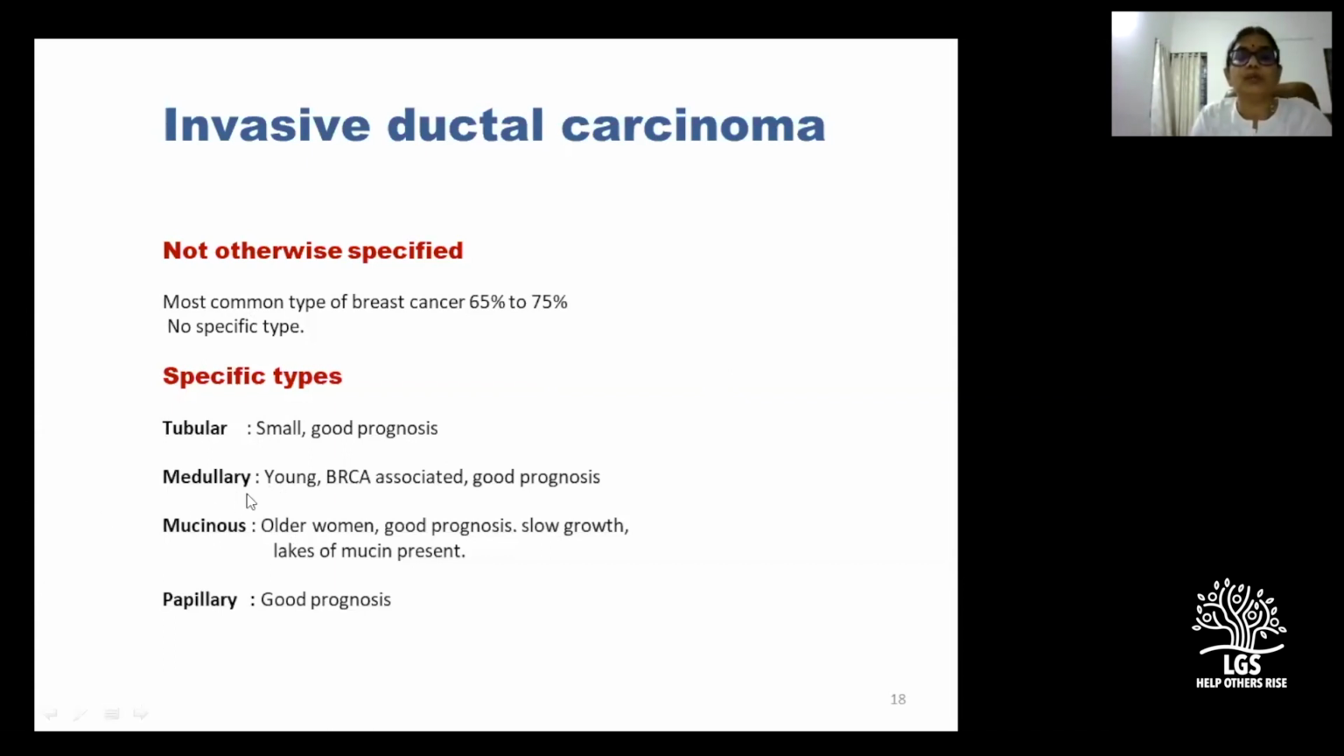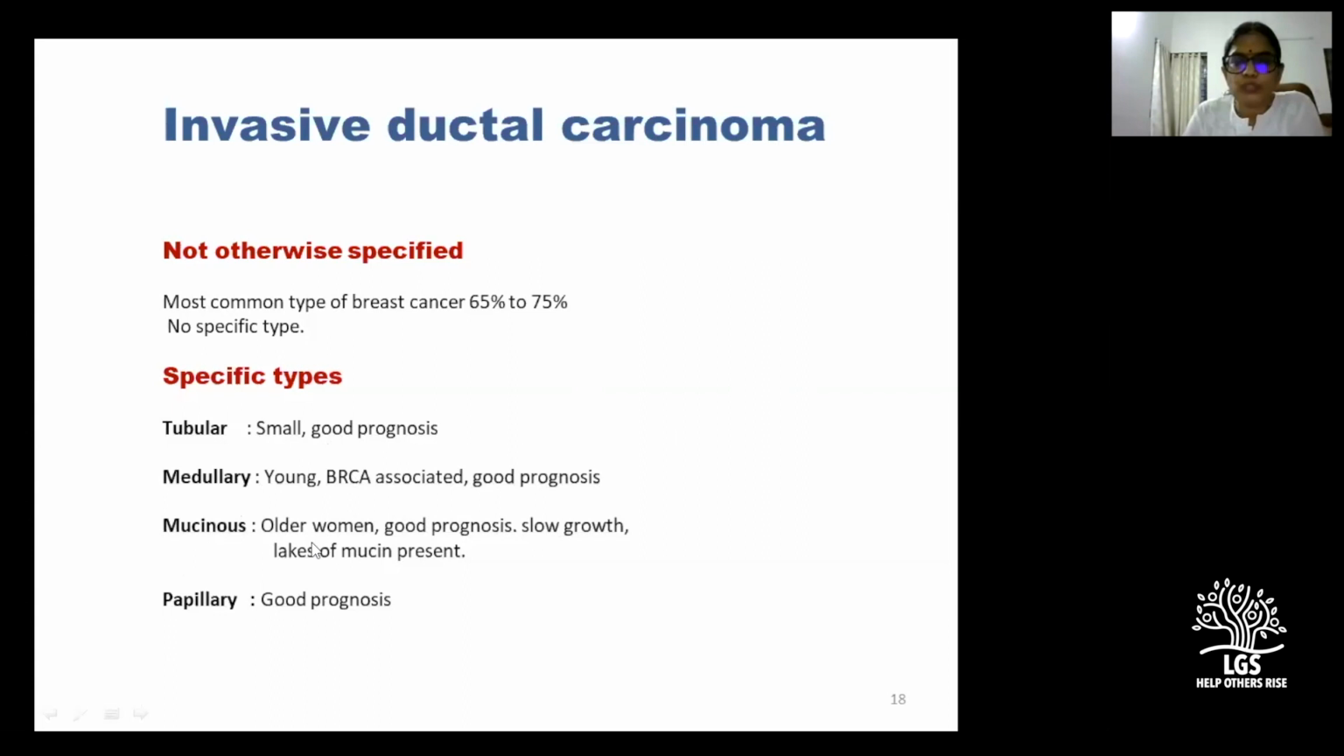Whereas medullary happens in young women, and they are usually high-grade lesions, often associated with BRCA. And contrary to the fact that they're all high-grade lesions, medullary cancers have good prognosis, particularly if they are BRCA associated. We've been taught that high-grade tumors in young women are all poor prognostic lesions. But if they are associated with BRCA, treated well, medullary carcinomas have good prognosis, so they tend to do well.